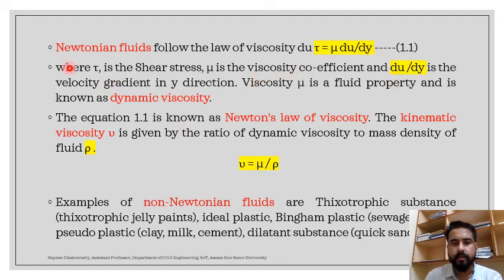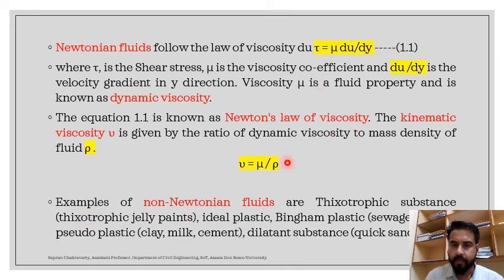Here, tau is shear stress, mu is the viscosity coefficient, and du by dy is the velocity gradient. So there is some velocity which is changing with the height. Y is the height of the fluid. Viscosity mu is the fluid property and is known as dynamic viscosity. Now this equation 1 is known as Newton's law of viscosity. The kinematic viscosity is given by the ratio of dynamic viscosity to mass density.